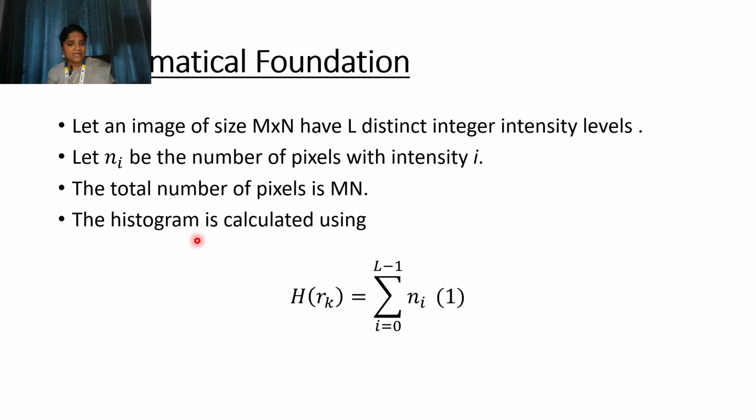So what is a histogram? A histogram is basically a measure of the number of pixels belonging to each intensity level. The formula for the histogram is h of rk is equal to summation i equals 0 to L minus 1 of Ni, where Ni is the number of pixels belonging to intensity level i. The i value ranges from 0 to L minus 1. So this is the equation for calculating the histogram of the image.